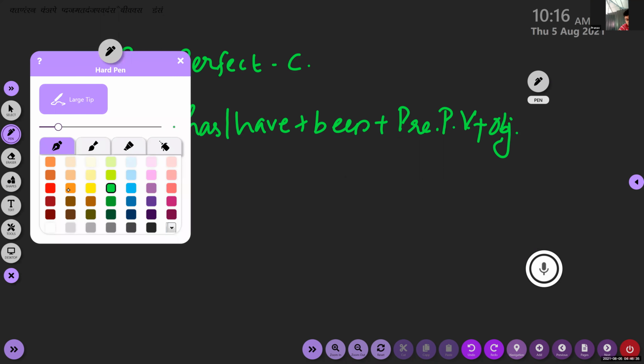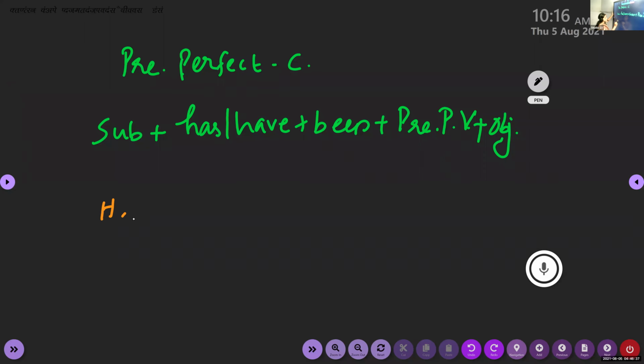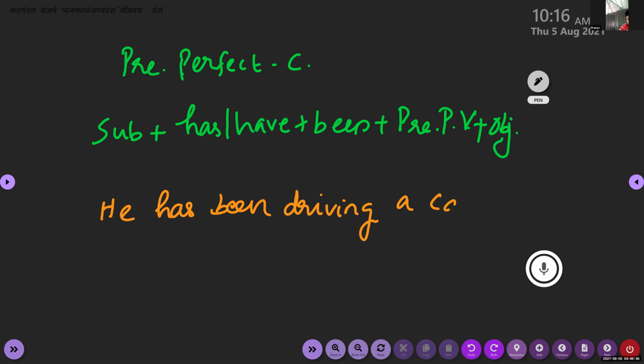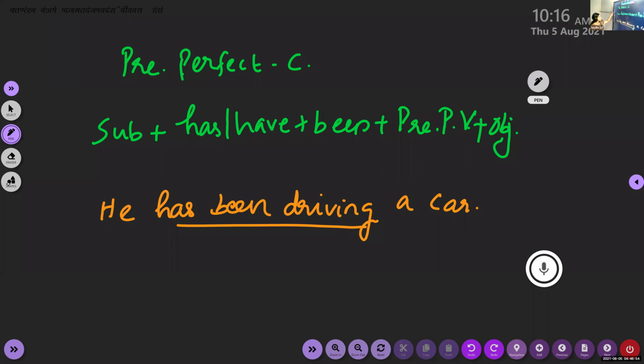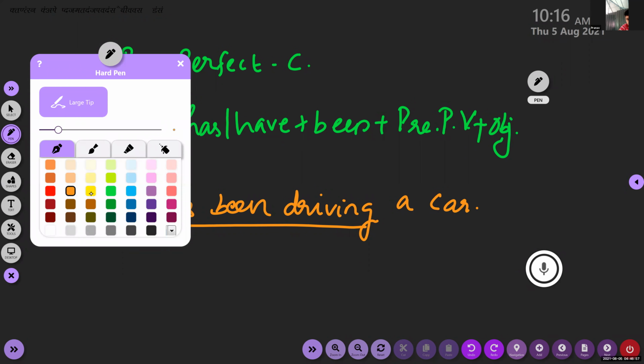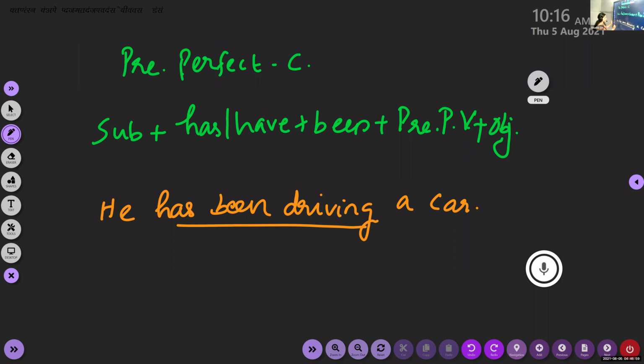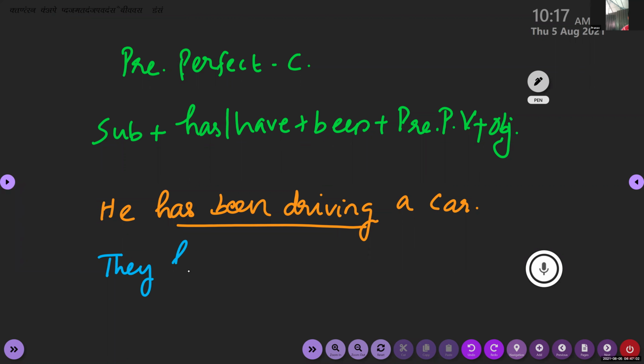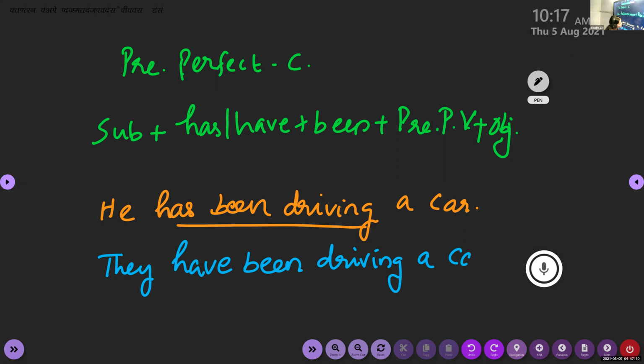He has been driving a car. Okay, your finite verb: has been driving. Okay, with the plural subject. They have been driving a car. At least let them ride a bike, my son. Okay, your finite verb: have been driving. Very good.